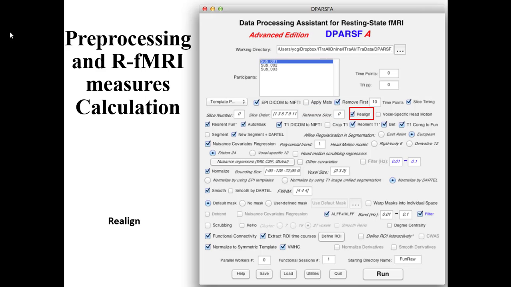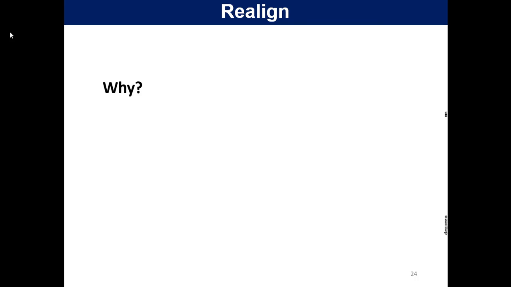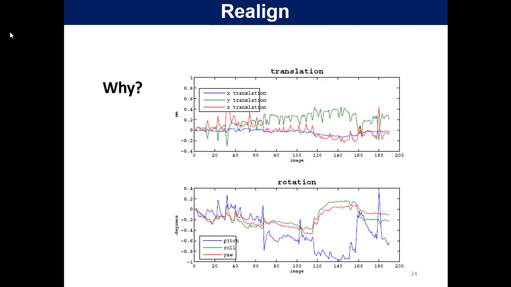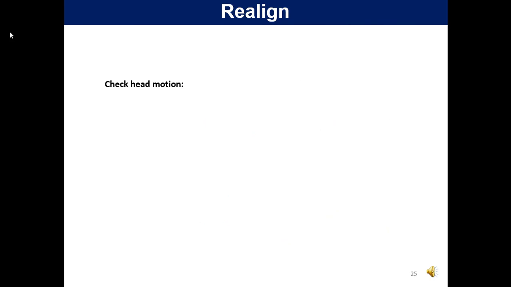And this is realign. So why do we do realign? Because we always ask the subject to keep the head still, do not move the head. However, we will see the subjects always move their heads. So there's head motion. Head motion should be taken care of very carefully, and later we'll discuss more about head motion control. But the first thing is realign. The images are not aligned, so we can realign them to remove the head motion effects. And you can check head motion.